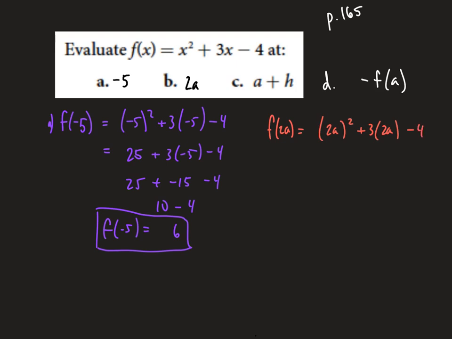So remember, start with exponents, right? (2a) squared does not mean 2a squared. That's not the same thing, okay? When we square something, we multiply it by itself. So 2a times 2a, which of course is 4a squared. And then I do the multiplication, which would be 6a. And then we would try to do any adding, subtracting, but none of those are like terms. So we're done. That is as simple as we can make that.